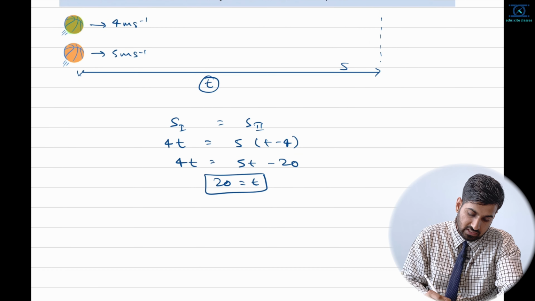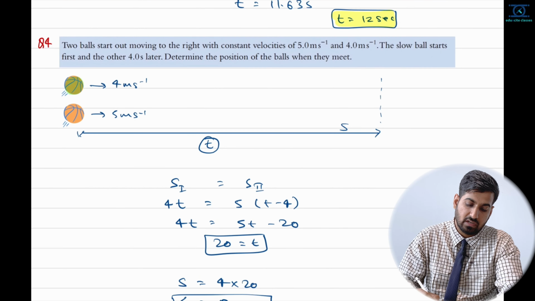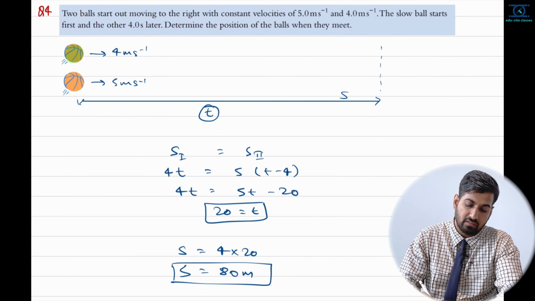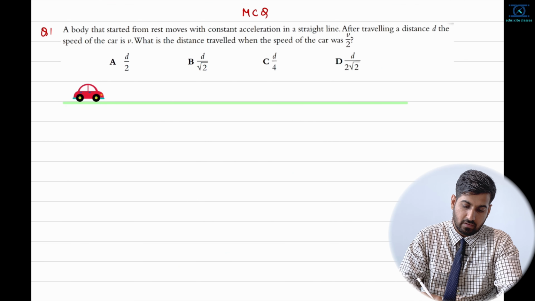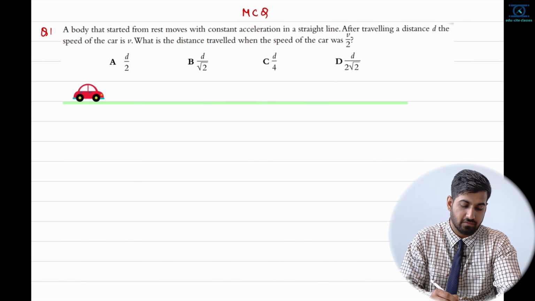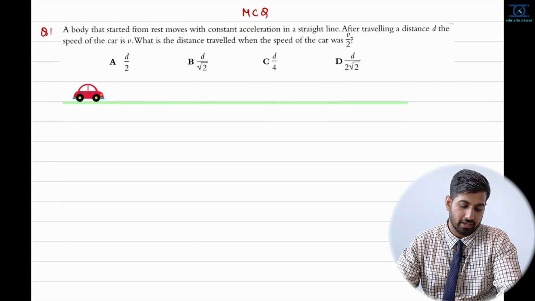So 20 is the time in seconds. Now you can simply say that for s, 4 into 20, which is 80 meters. So simply the displacement, or the position where the balls meet, is 80 meters. Now the MCQs for paper 1. Just pause and solve.